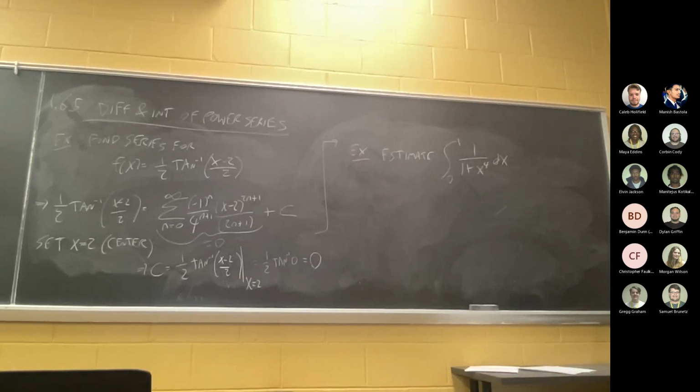Now, if I had written 1 over 1 plus x squared, you know how to do that. You say, oh, it's arctangent, and then you get pi over 4. But since it's x to the 4th, if you want to try every single integration technique that you've learned, okay.